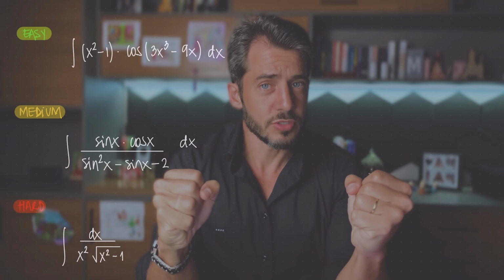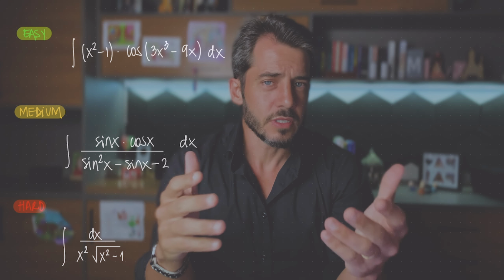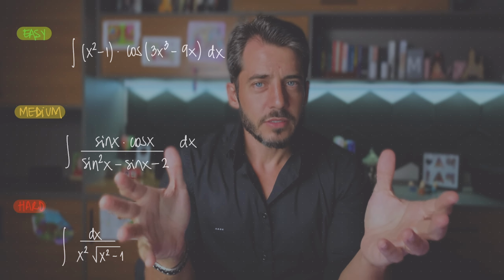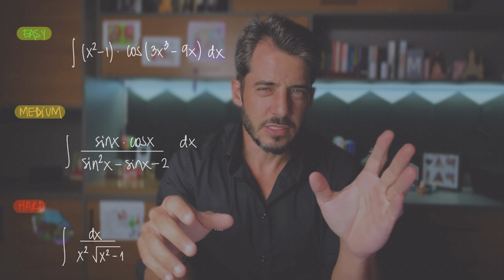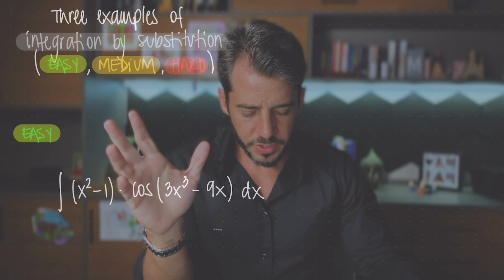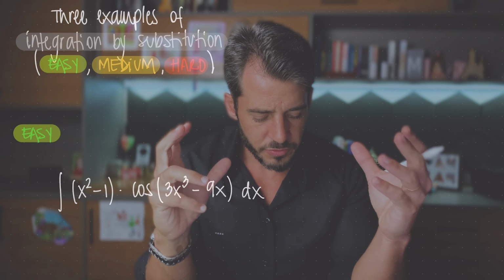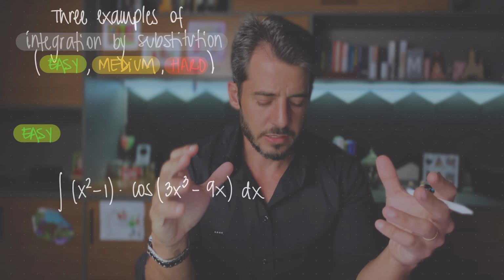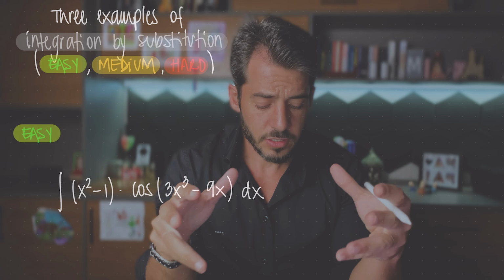Okay, so these are usually trickier integrals, and all of them, as mentioned before in the beginning of the video, require substitution. So let's start with the first one, the easy slash medium one. Now over here we have the integral of (x squared minus 1) times cosine of (3x cubed minus 9x) dx. Do notice that 3x cubed minus 9x is the argument of the cosine.